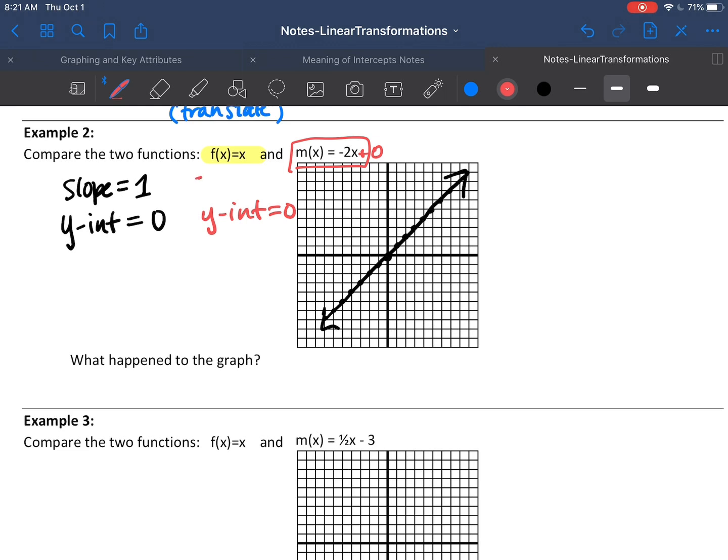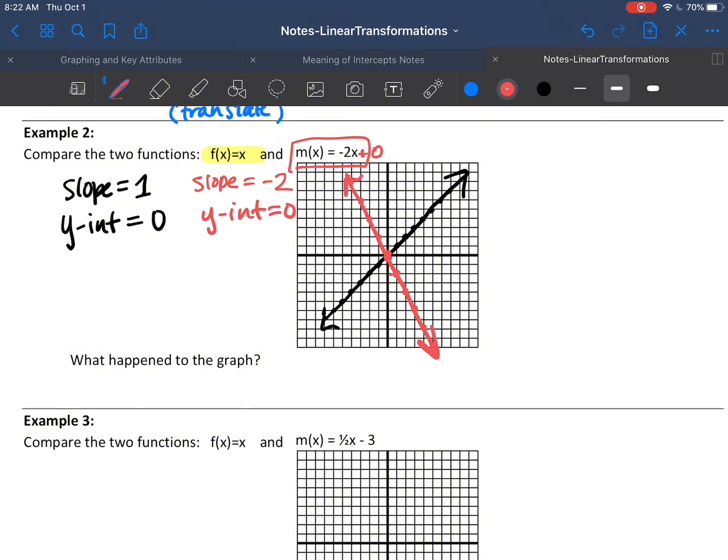And his slope is negative 2. Again, we're going to start at 0, but this time we're going to go down 2 over 1. If we go up 2, we would have to go back 1 to account for the negative. Anytime you have a negative slope, your line should be decreasing, just like this line is right here.